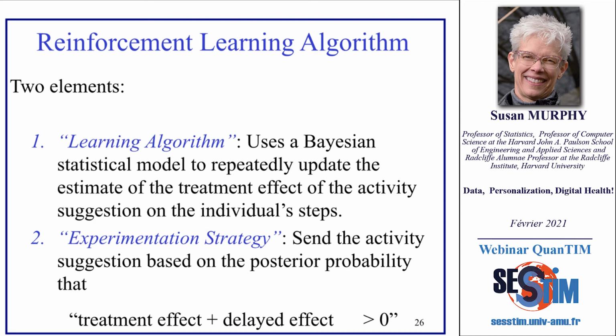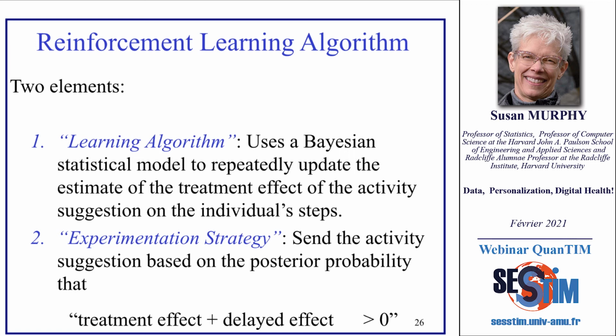So it provides an estimate of the treatment effect of the activity suggestion on the individual's subsequent 30-minute step count. For people who do applied statistics, this is sort of a standard thing. The key here is this Bayesian paradigm allows us to repeatedly update the coefficients as new information comes in on the individual. We get a posterior distribution for the parameters of the estimates of the treatment effect as data increases for an individual. That's the first element.